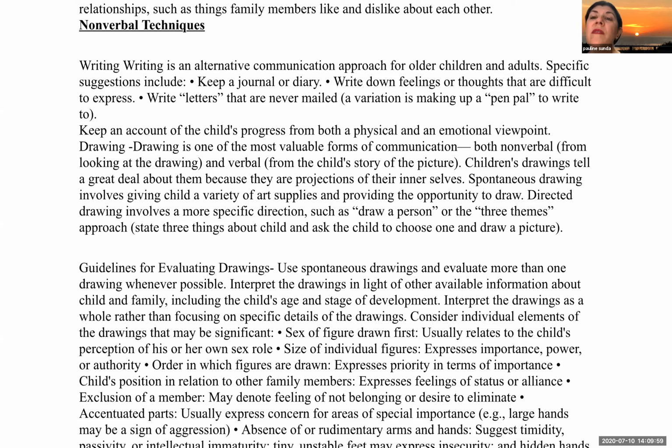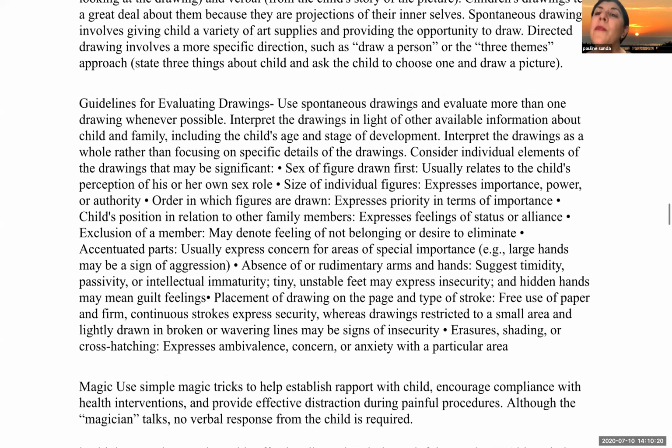Spontaneous drawing involves giving the child a variety of art supplies and providing the opportunity to draw. Directed drawing involves a more specific direction, such as draw a person or the 3 themes approach. And this is when you state 3 things about a child and ask the child to choose one and draw a picture. Please feel free to look at the table in your book to go over the guidelines for evaluating drawings.